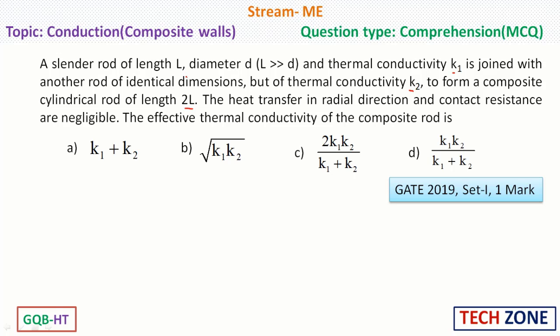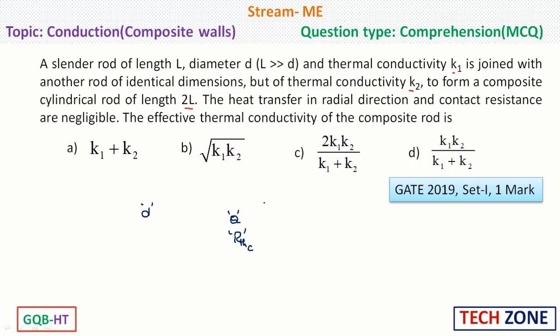So here in the question it was given that the length is far greater than diameter. So therefore we can consider the diameter is very small, and by considering the lengths of the figure we will be finding out the effective thermal conductivity of this composite rod. Also in the question it is given that the heat transfer in the radial direction is negligible and contact resistance is also negligible.